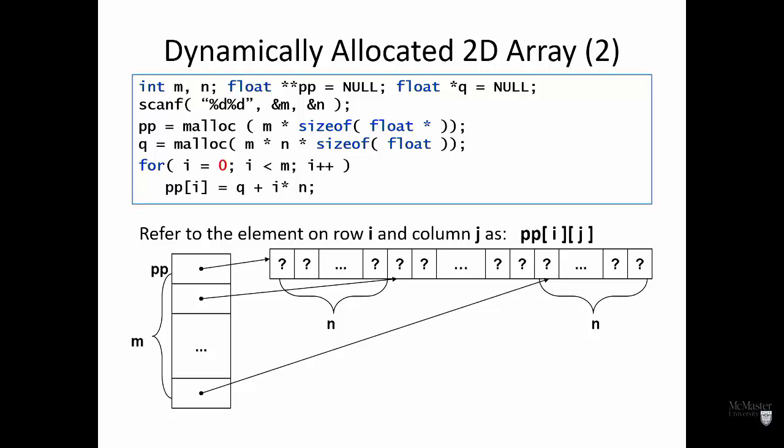Is there any question here? Again, what we are doing, we are trying to allocate a 2D array using different ways, right?